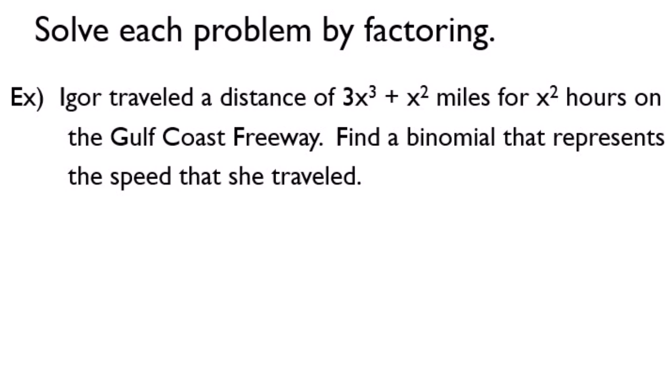All right, so basically we have this distance and we have this time, right? Hours. And so what's the relationship? We know that distance equals rate times time, right? And we're trying to figure out the speed. So we know the distance, 3x cubed plus x squared, and we know the time. So we could do distance divided by time to find rate or the speed, right? Speed is also known as rate.